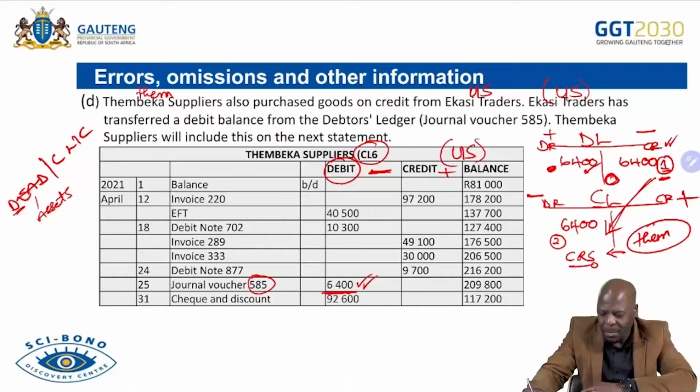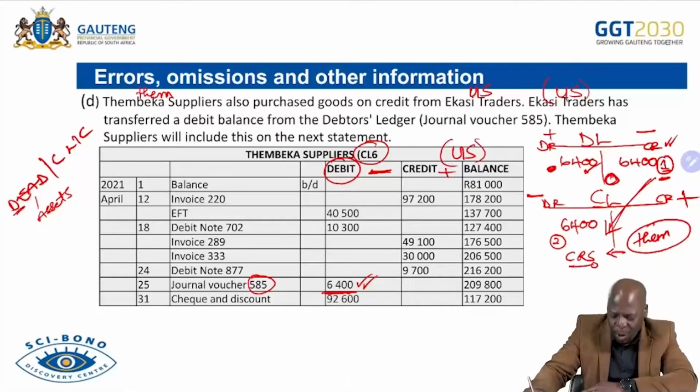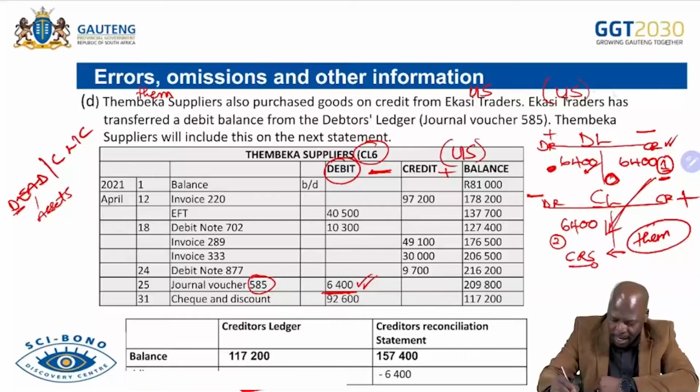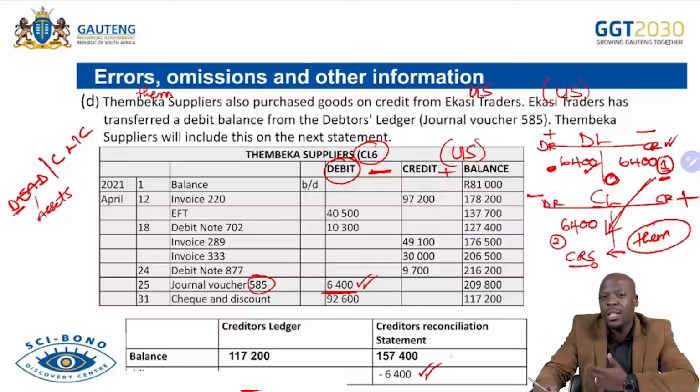The next question you're going to ask me is, Mr. Simbi, what am I going to do? How am I going to record this? Definitely, you're going to subtract it from your Creditors Reconciliation. In the ledger, there's not going to be anything here, because we have done our part. But in the reconciliation now, we're going to say minus 6,400. Why? Because there's a transfer of a debit balance in the debtors ledger to the creditors ledger. We'll treat that in the way I've explained.